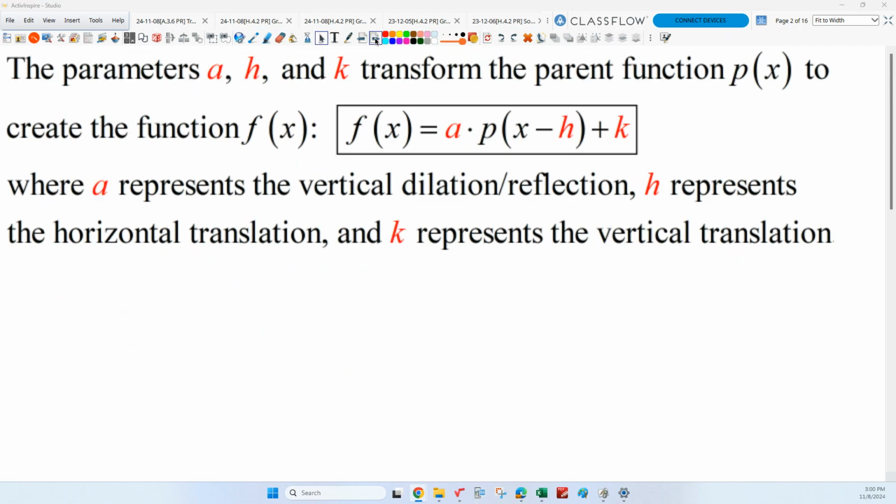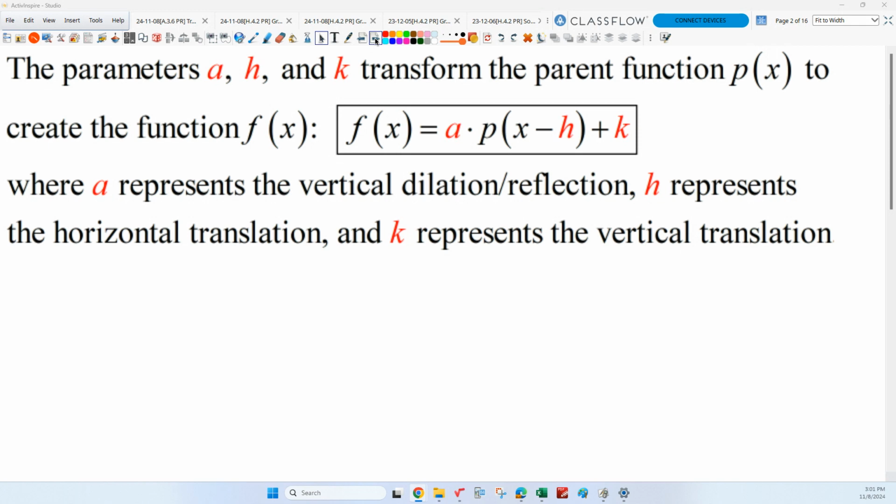The stuff for today, transformations. So here's what transformations are about. This is a really helpful tool in math. What it allows us to do is take a really plain, basic function that we're going to call a parent function, the most boring vanilla version of some kind of function, and we can spice it up. We can spice it up by introducing 3 numbers into the function. The 3 numbers are A, H, and K.